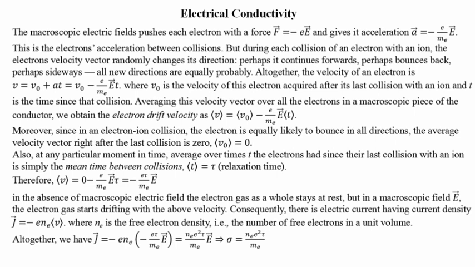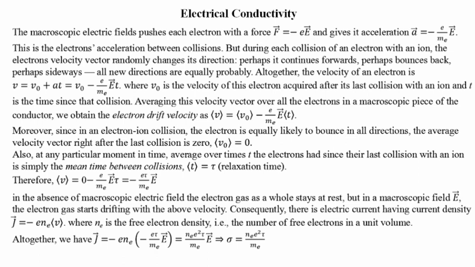And also at any particular moment in time, the average over times t that the electrons had since their last collision with an ion is the mean time between collisions, that is, the average t is called tau, the relaxation time. So Vd, the average velocity, is equal to minus e tau E by m. All of you know that in the absence of a macroscopic electric field, the electron gas as a whole stays at rest, no current flows. But whenever a macroscopic electric field E is applied, the electron gas starts drifting with the drift velocity Vd.